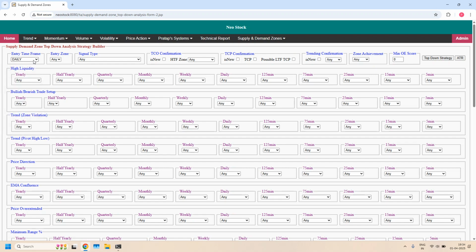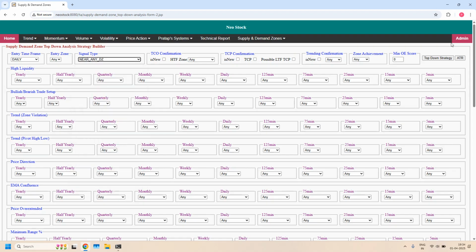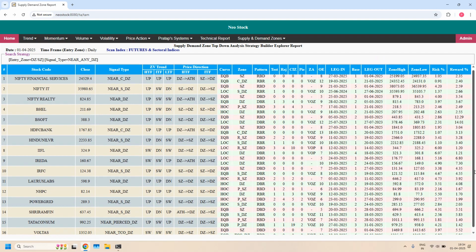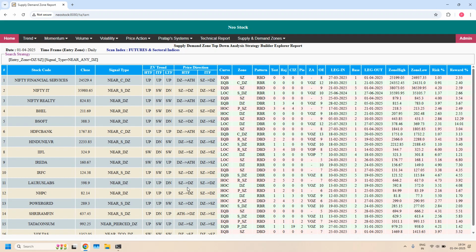Entry time frame daily. Let us find the stocks near to the daily demand zone. So we got 16 stocks. Let us identify high liquidity demand zones from this list. NIFTY Financial Services is having a daily high liquidity demand zone and also it is listed in F&O, FinNifty. NIFTY Financial Services is nothing but FinNifty.